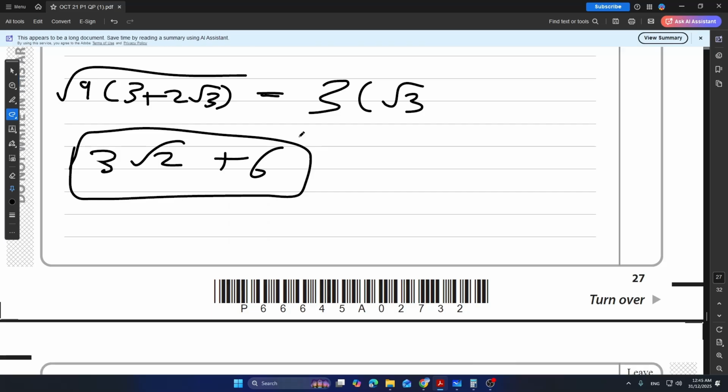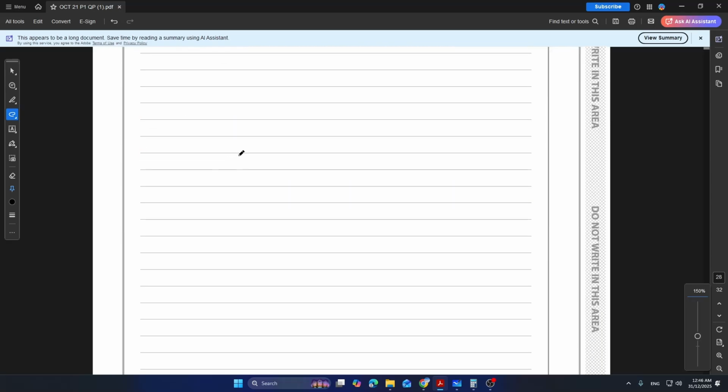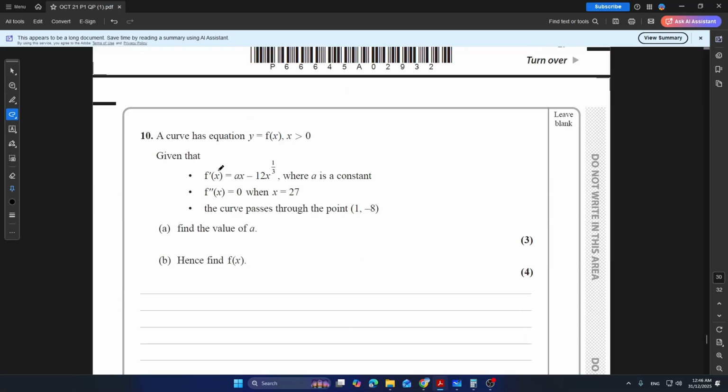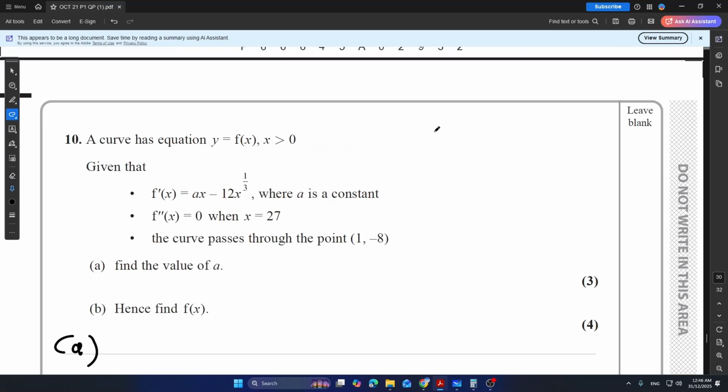Okay, since that's done, we have the last question. So, a curve has equation y equals f of x. It says given that f dash x basically means dy by dx of f of x. So the differentiated equation of f of x is f dash x. F double dash x is dy by dx of f dash x, so it's the second derivative we call.